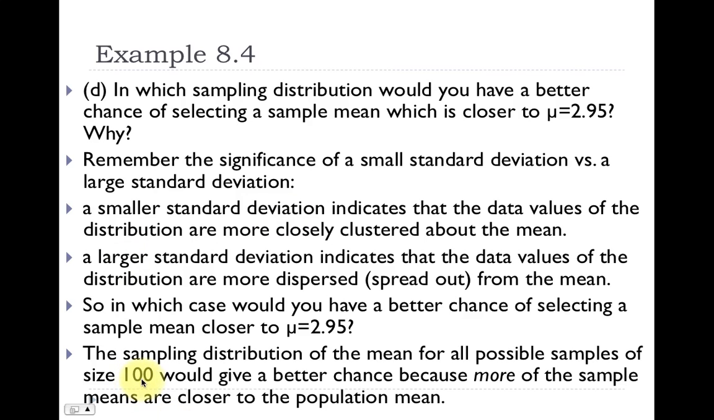Okay, when you create samples of size 100, you create multiple sample means that are generally closer to mu. Whereas when you created samples of size 25, the sample means were further away or more dispersed from mu.